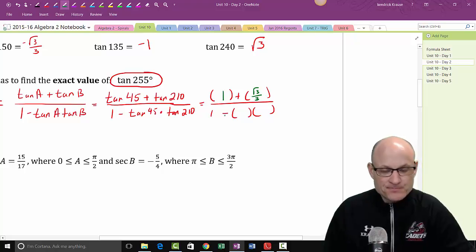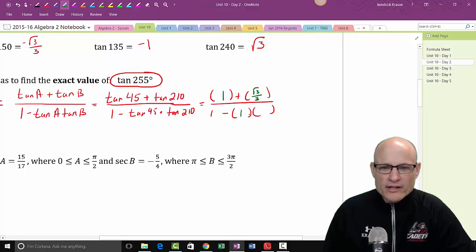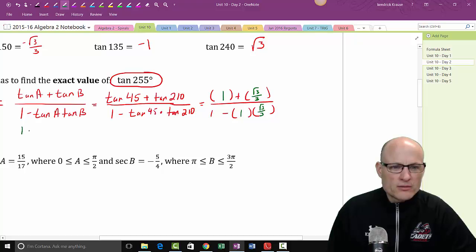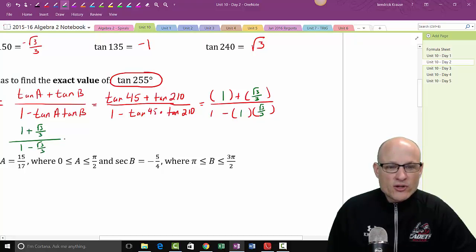1 minus 1 times radical 3 over 3. So what do I end up with? I end up with 1 plus radical 3 over 3 all over 1 minus radical 3 over 3. So we got a little bit of work to do. 1 is really 3 over 3 minus the square root of 3 over 3.